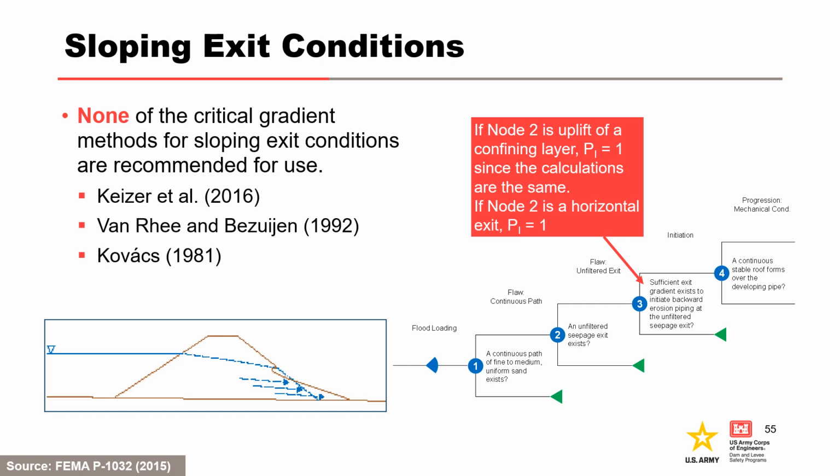The length over which the gradient must be examined is too small to be of practical use in field applications, and should not be relied upon as a predictive tool for initiation of backward erosion piping. Therefore, all of the methods listed on this slide are considered unreliable and are not recommended for use.